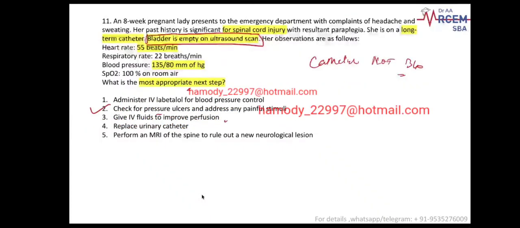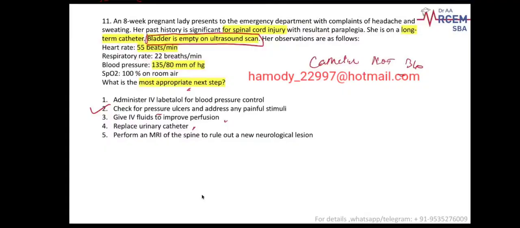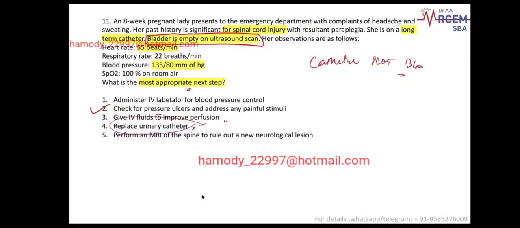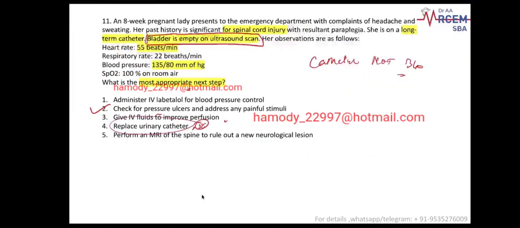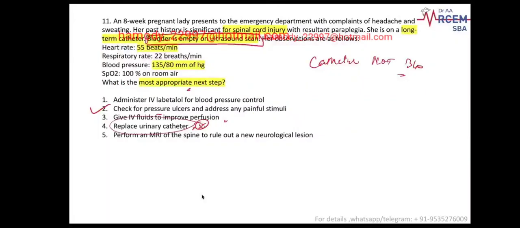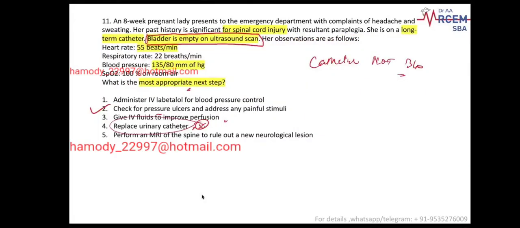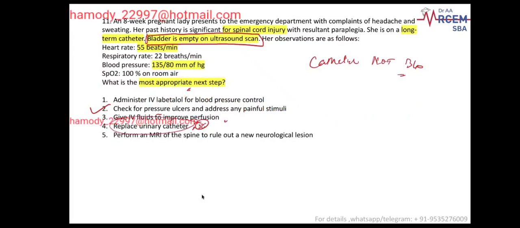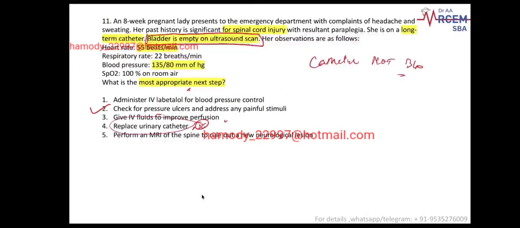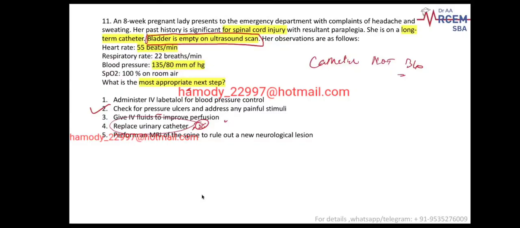Give IV fluids to improve the perfusion, or replace the urinary catheter. It is not blocked, so there is no need to replace it. Many people choose this, but that is not the right answer. Perform an MRI scan? No, not required. It is a clear cut diagnosis of autonomic dysreflexia. Treat the triggering agent. The triggering agent here might be pressure ulcers. If there is any painful stimulus, address that and treat it. That will be the right answer.